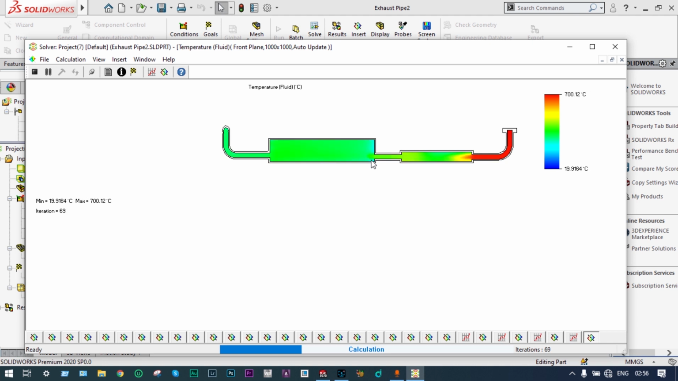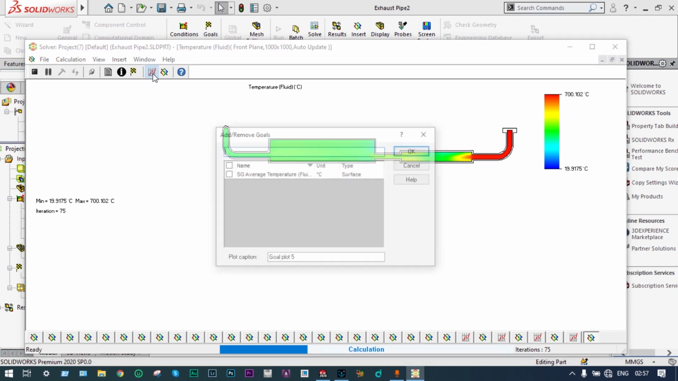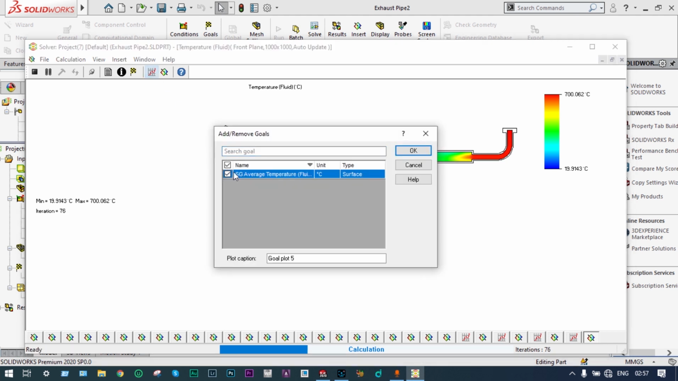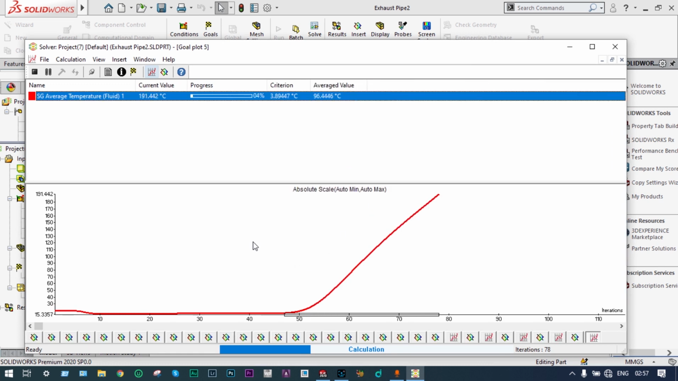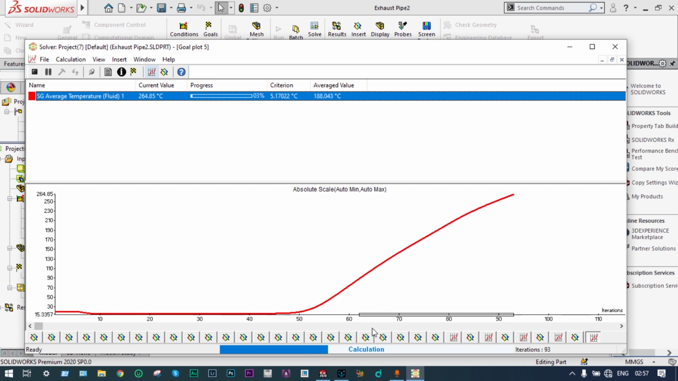Till now 68 iterations are complete. Again, you can see these results from the graph. Let's see from the graph. It is showing that initial temperature was less. As time is approaching, it is going high. Now it is in the range of 215 degrees centigrade. Inlet temperature of exhaust gas was 700 degrees centigrade, and exit temperature at this moment is 277 degrees centigrade.